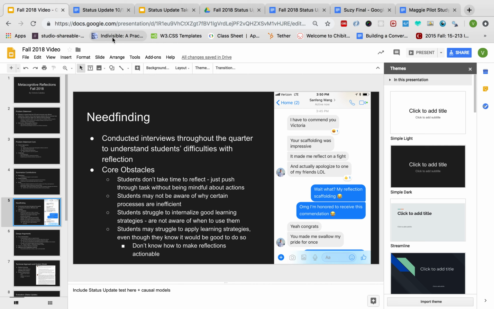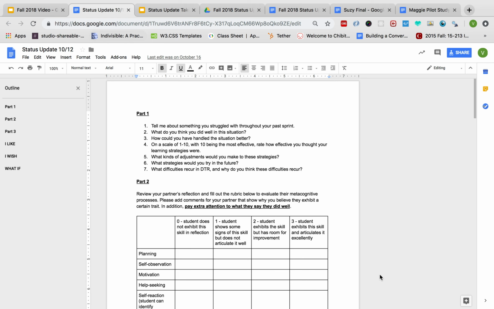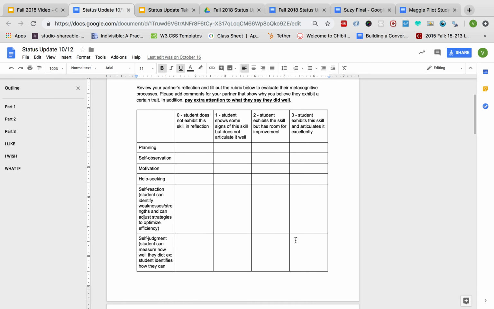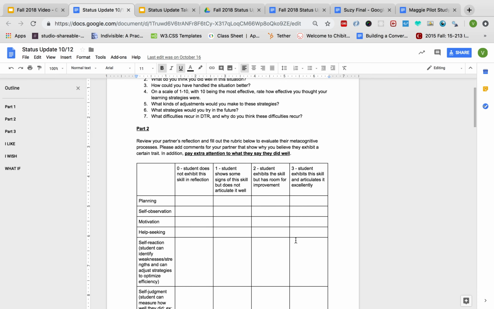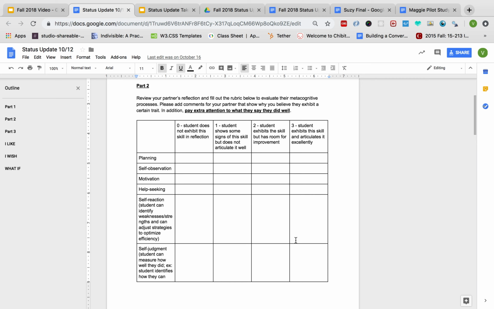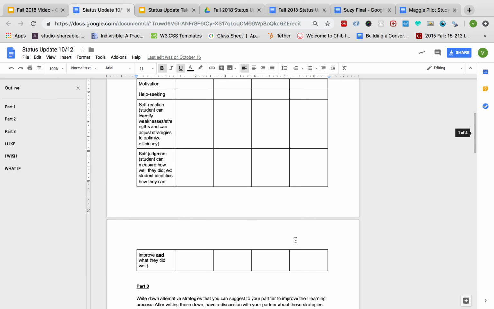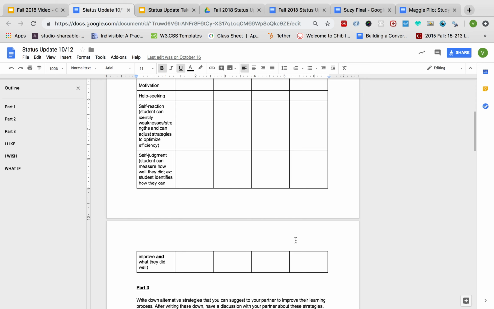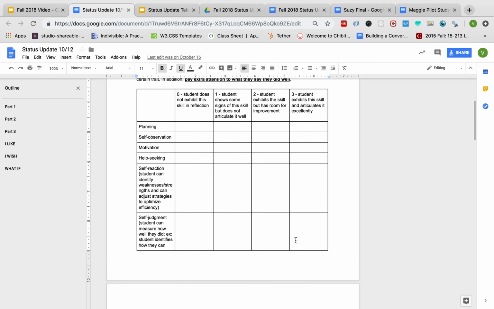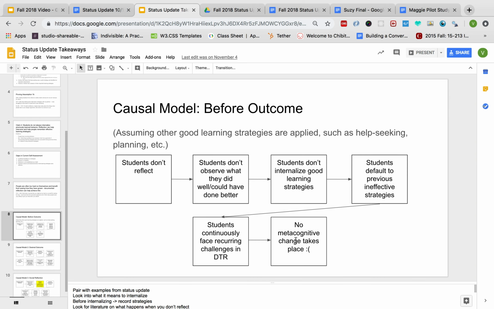I found these core obstacles by conducting my status update, which I have my template up here, and I had students answer a few reflection questions and also fill out this reflection rubric that I put together based on literature I read to see how effective their current strategies were and how well they were reflecting. And through this process, I identified a causal model of what's currently going on.